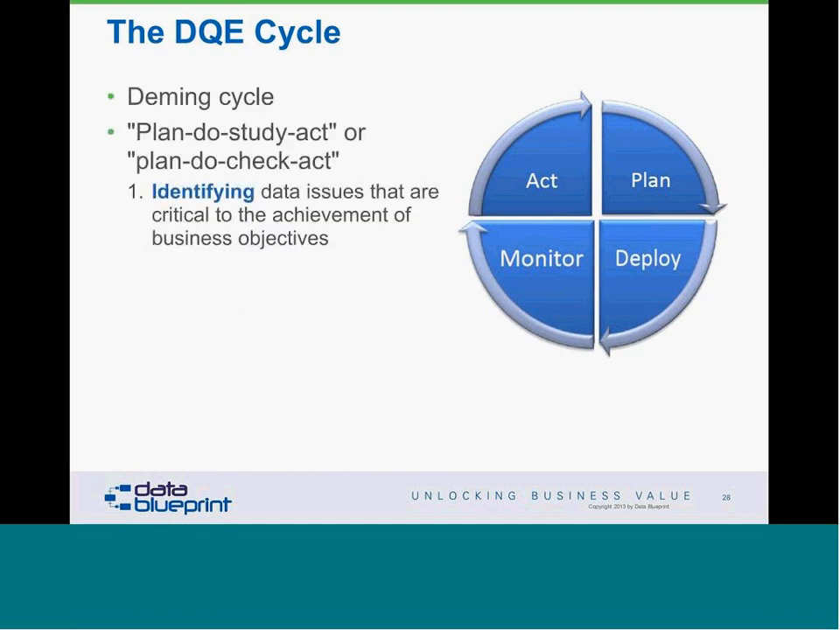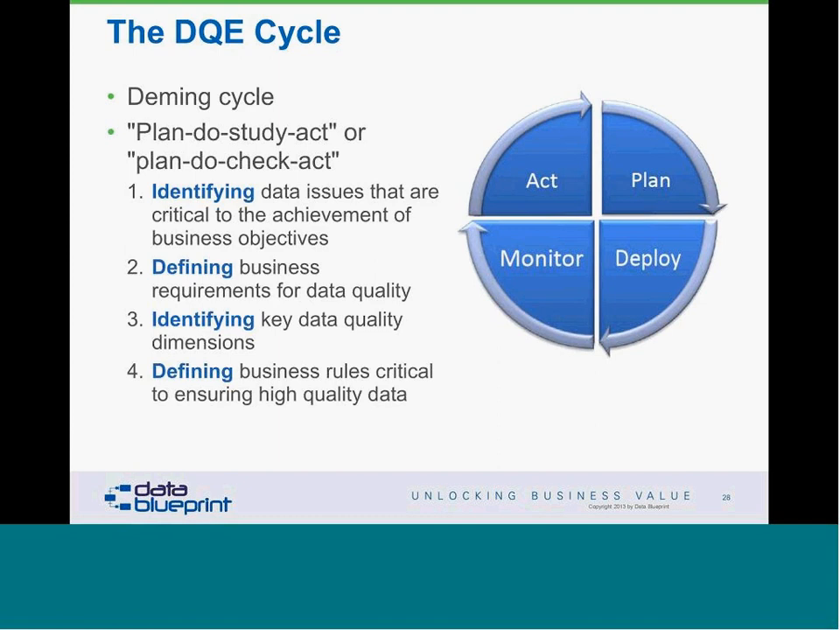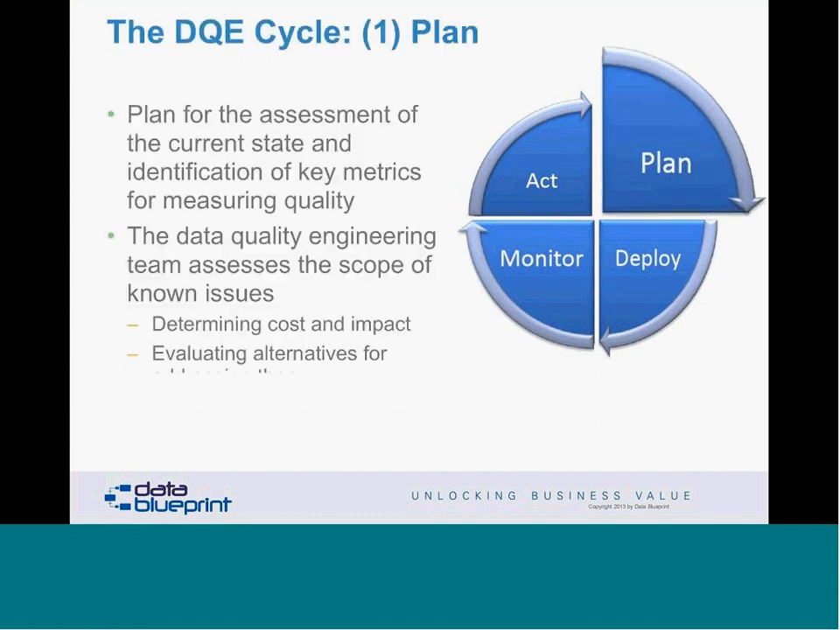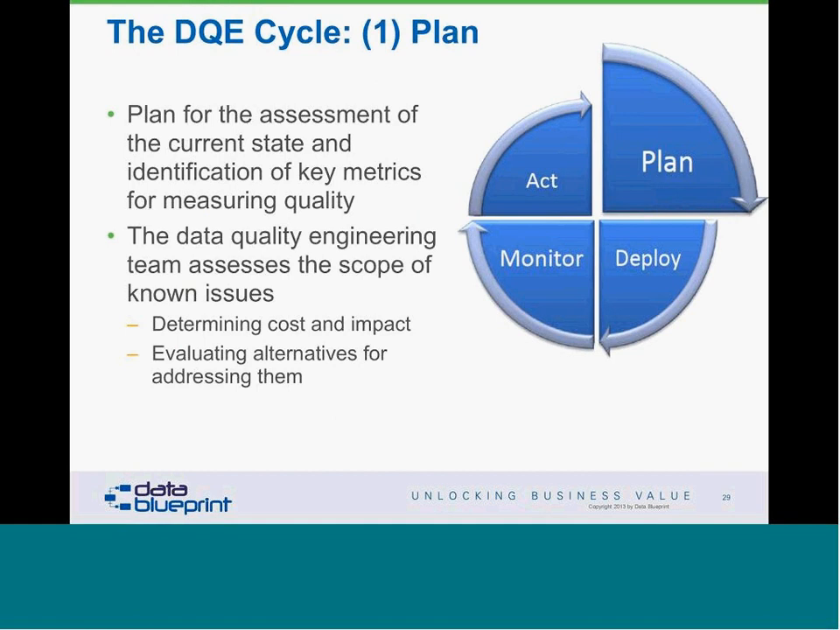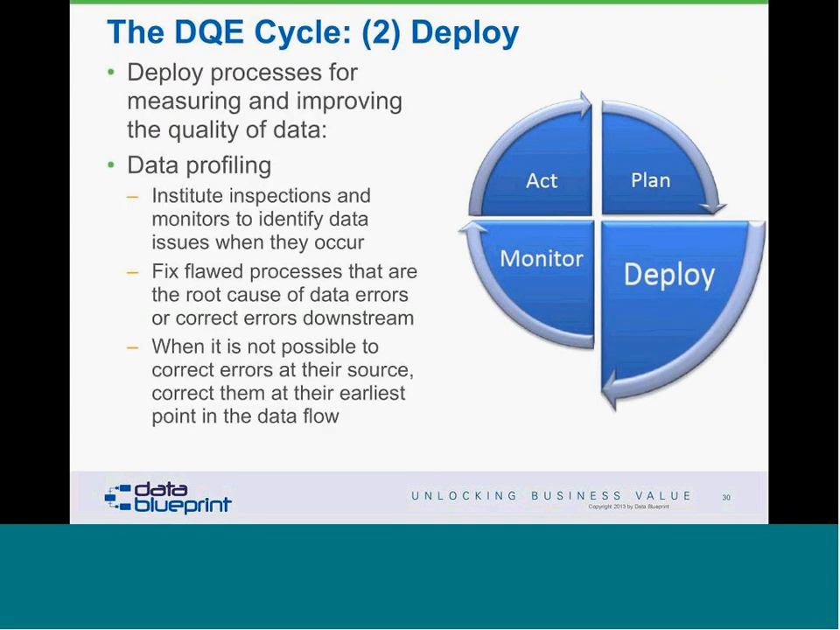It's based on the cycle of plan, do, study, act, or plan, do, act. Again, we're going to identify, define, identify again, and define business rules crucial around these areas. Let's take a look specifically here. Again, planning, we're trying to say what's going on, what's the cost and impact, and what are the various alternatives that we're going to have to look at as we go through this. And then the process for measuring and improving the quality of the data.